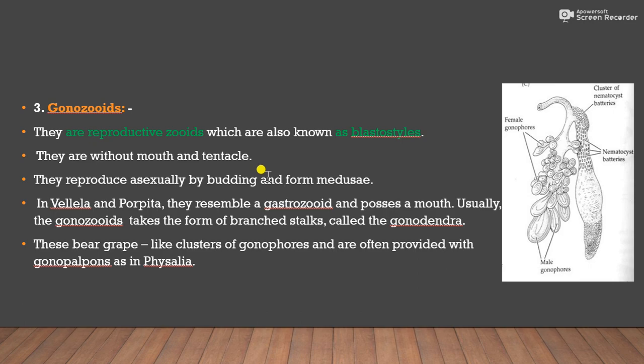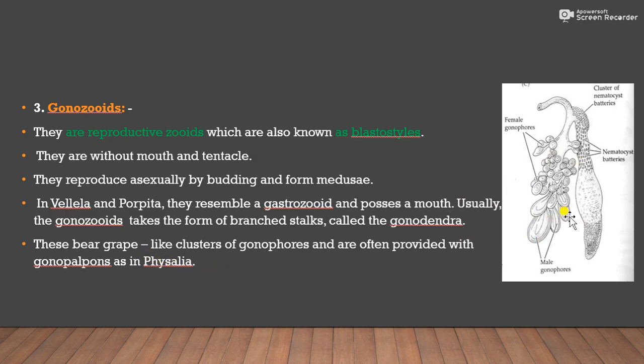They are without mouth and tentacles. They reproduce asexually by budding and form medusae. These gasterogonozooids form medusae. In Velella and Porpita, they resemble gastrozooids and possess a mouth. Usually, the gonozooids take the form of a branched stalk, called a gonodendron. What is that? Gonodendron. These bear grape-like clusters.